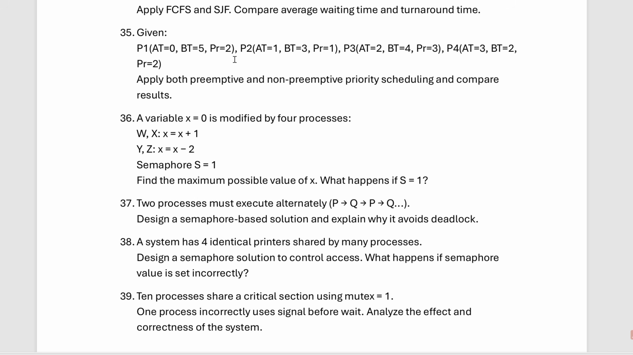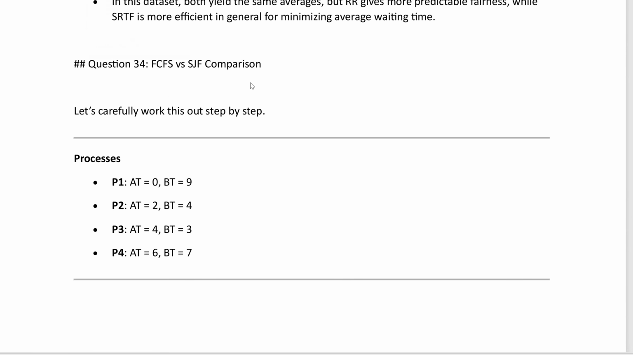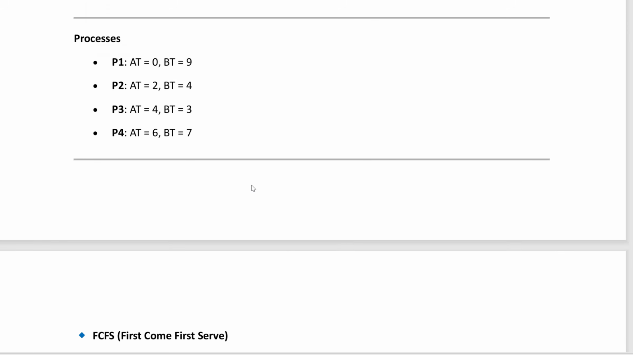Lower number means higher priority. As you can see here, P1 has priority 2, P2 has priority 1, P3 has priority 3, and P4 also has priority 2. So the lowest number occurs in P2. So P2 is the process with the highest priority. So first of all, this process should be given preference, right? However, I can show you the steps here.